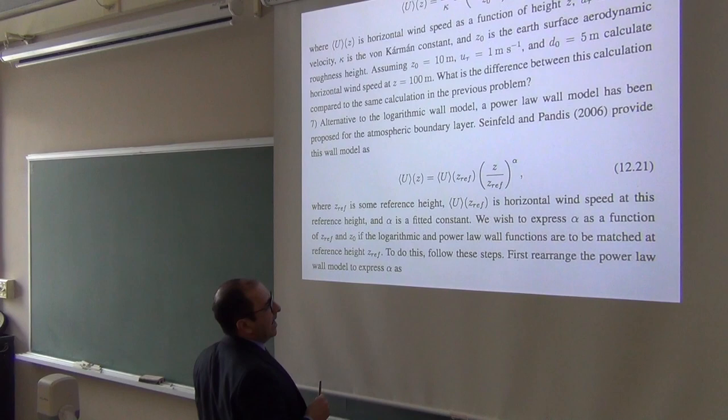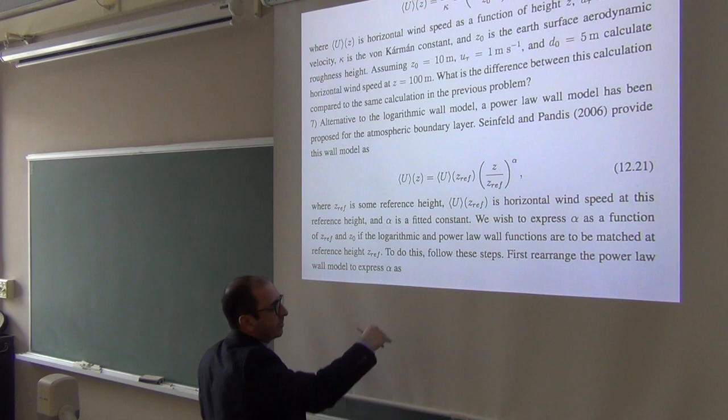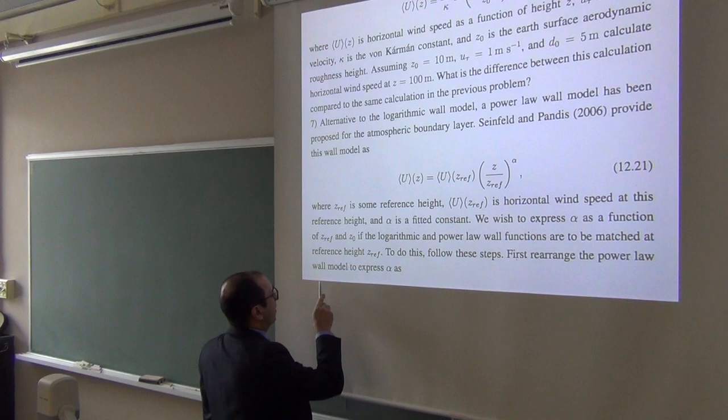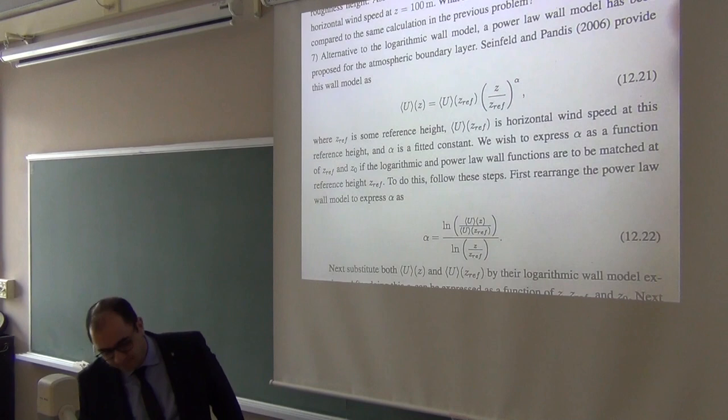So the problem is asking me to derive an expression for alpha, assuming I match the power and logarithmic law at z ref, and then the problem gives you some steps to follow to do this. So follow these steps. First, we arrange the power law wall model to express alpha as the following. So yeah, as the following.